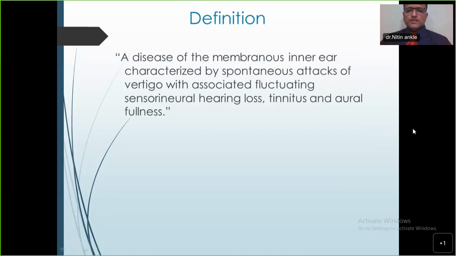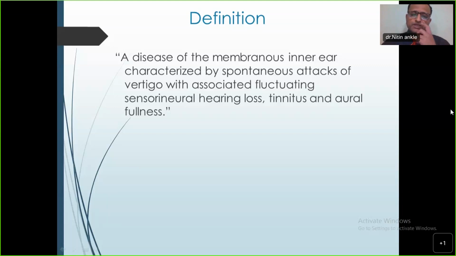It is definitely a disease of the inner ear, that too of the membranous inner ear, and it is typically characterized by attacks of vertigo which are spontaneous, without any precipitating or inciting factors. And it is always associated with deafness, particularly sensorineural deafness. The very nice part of this is that it is fluctuating, which helps us in diagnosing this particular disease. It's fluctuating.